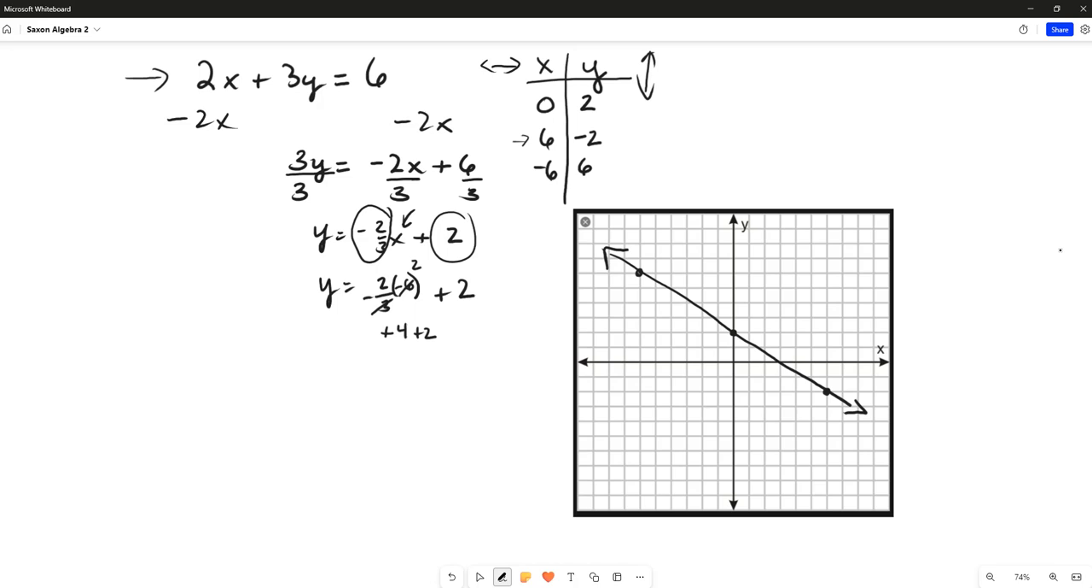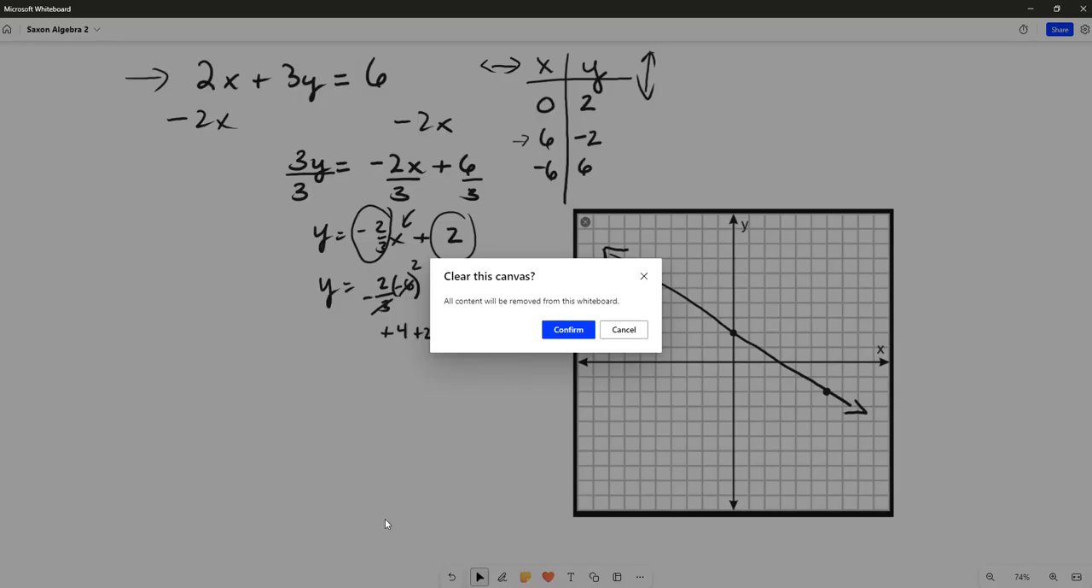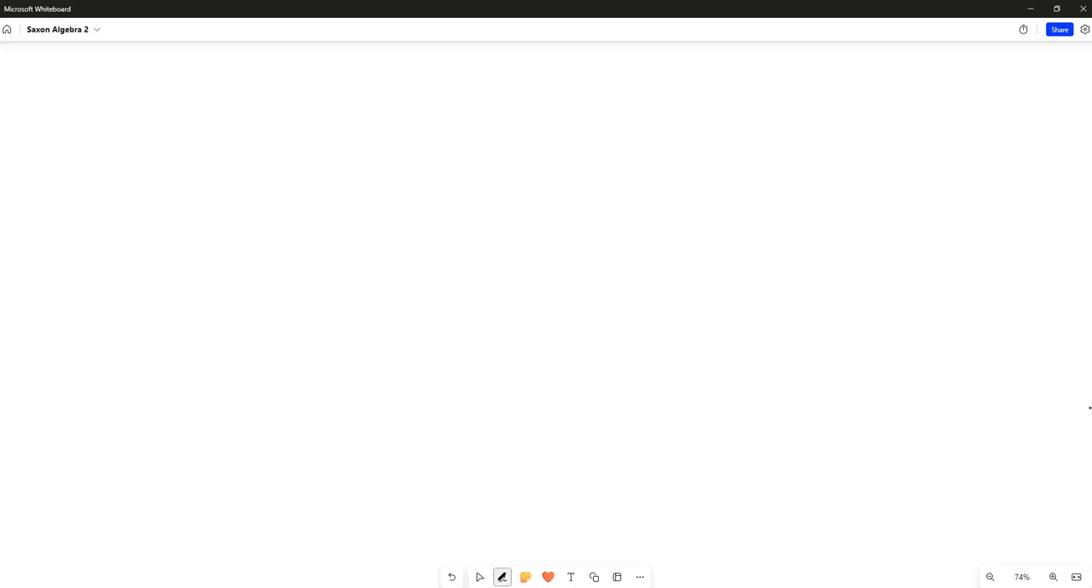Okay, turn the page. Now, if you look at the intercept-slope method, you could take that same equation and solve it for y. y equals negative 2/3 x plus 2.